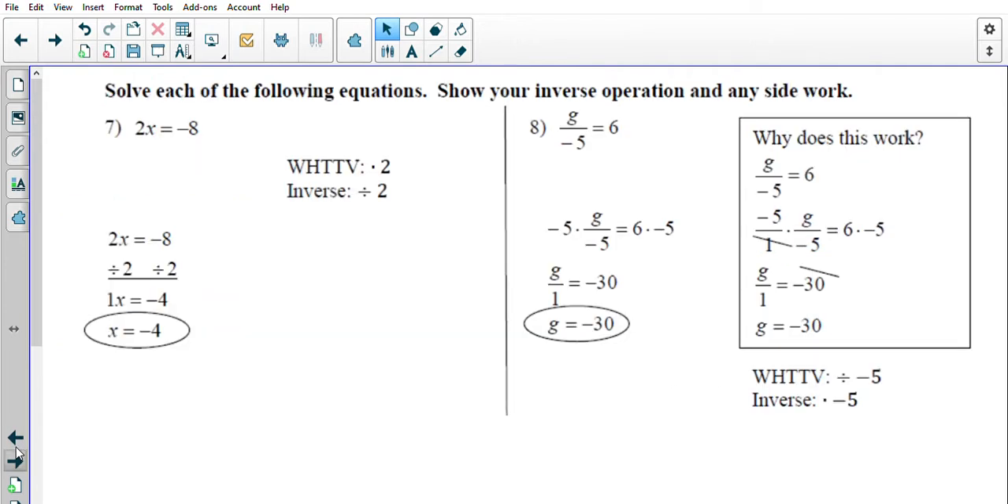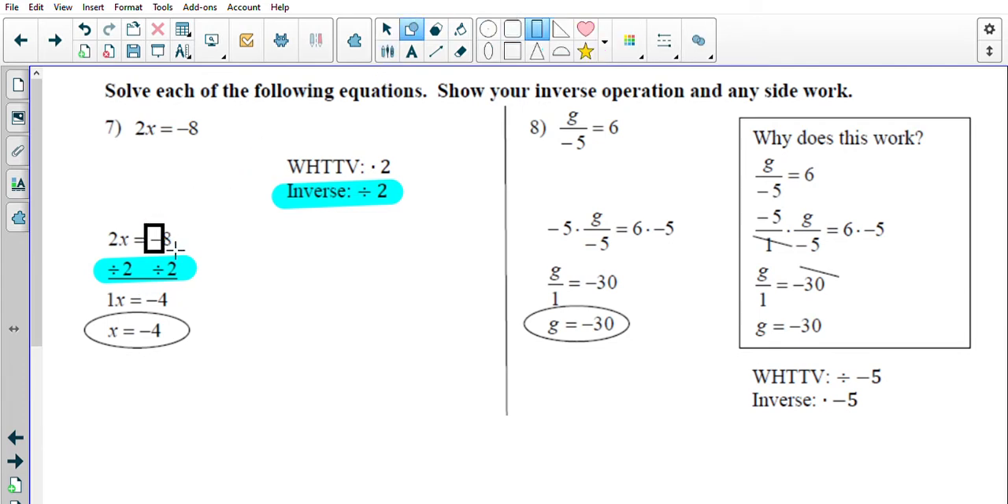All right, let's get right into our examples. So numbers 7 and 8 are already done for you. The directions say to solve each of the following equations. Show your inverse operation and any side work. Now, for these, we luckily don't have to show side work because we're going to be using our calculators to find our solutions. So in number 7, our equation is 2x equals -8. What's happening to the variable is we're multiplying by 2. The inverse of multiplying by 2 is dividing by 2. So you're going to see that I'm going to show that inverse operation, that's the only option, one time on each side of our equation. 2 divided by 2 gets us 1x, which is just x. So what you're going to be plugging into your calculators to get your solution, or doing mentally, is -8 divided by 2, which is -4. So our solution is x equals -4.